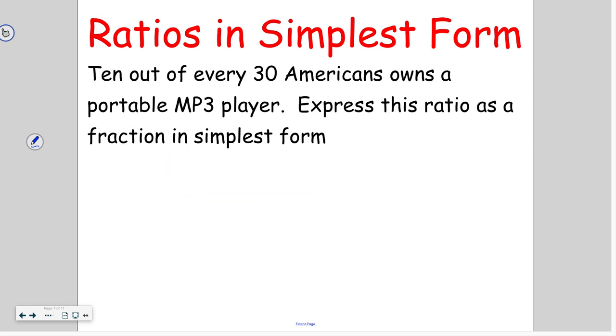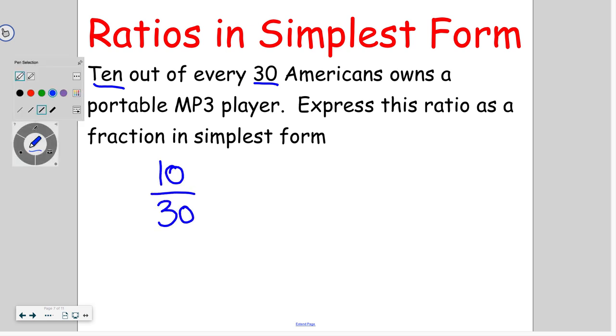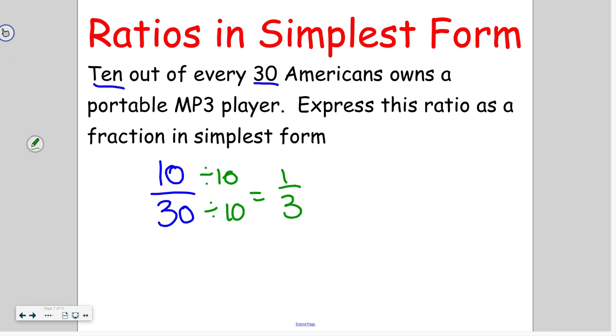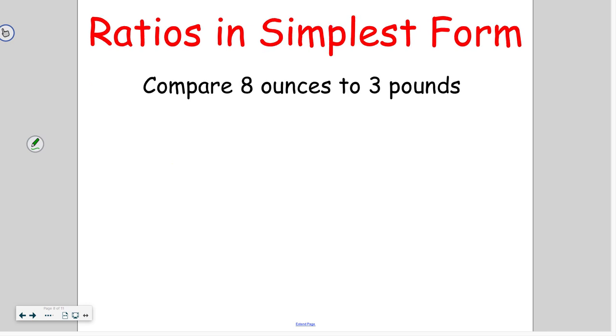Go ahead, pause the video and try this one on your own. Hit play to check your answer. Starting with 10 out of every 30. Both of those can be divided by 10, giving us a final answer of 1/3. So it's the same kind of idea, we just have to pick the information out of the word problem setting that they are giving it to us.